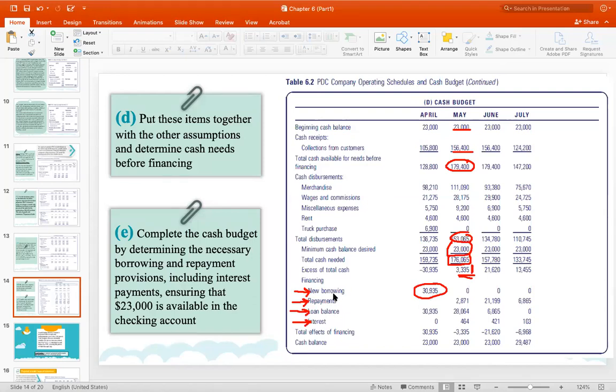يكون عندنا نقص في الكاش, we will add new borrowing. And every month we have extra cash, we will repay a part of our debt. Then we have here the loan balance, يعني كم تبقى عنا من القرض بعد ما سددنا منه جزء. And finally you have the interest here. So for the month of April, we took a loan, ولسه ما رح ندفع لا interest ولا repayment of principal. ندفع الانترست الشهر اللي بعد، 1.5% في شهر ماي.